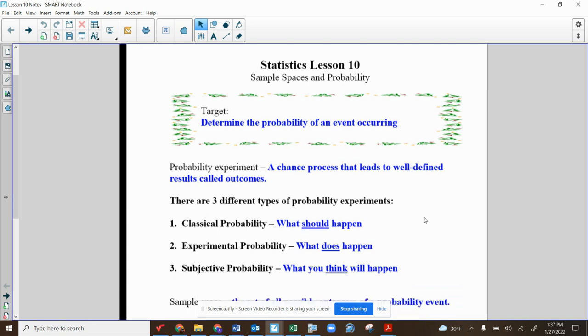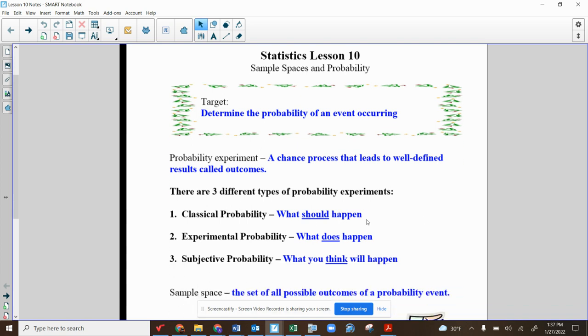So what we're going to be discussing today is probability, and there are three different types of probabilities, mostly just two. There's the classical probability. So what should happen? You flip a coin 10 times, you should get heads 5 times. Doesn't mean you will, but you should. Experimental probability is what does happen. I flip a coin 10 times and I get heads 7 out of the 10 times. Again, not what should happen, but it is what did happen.